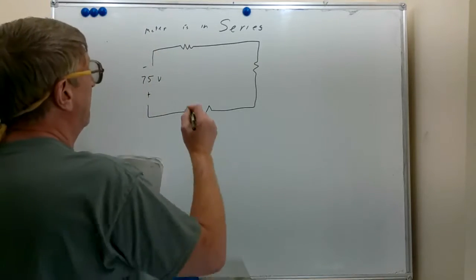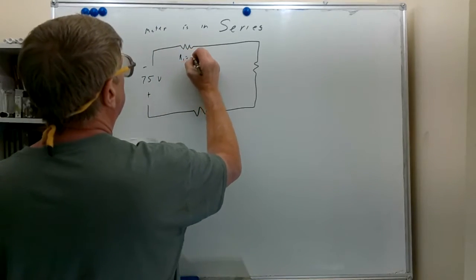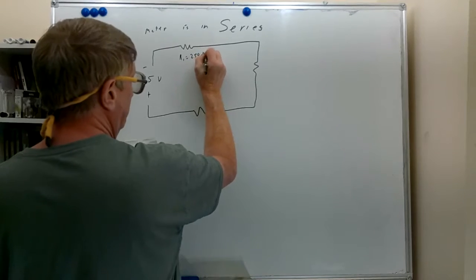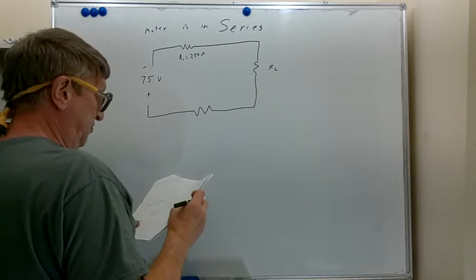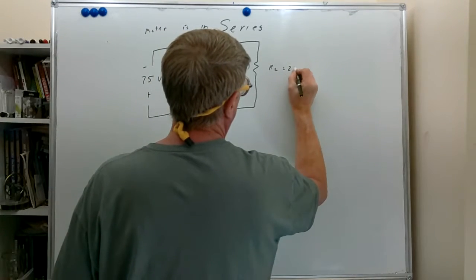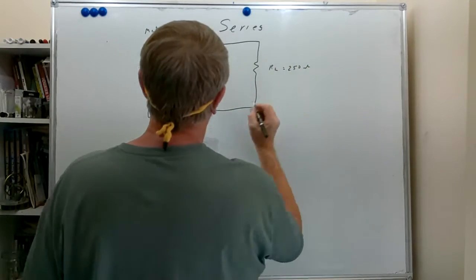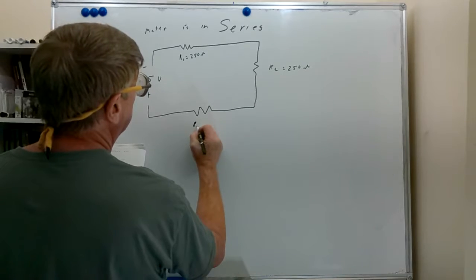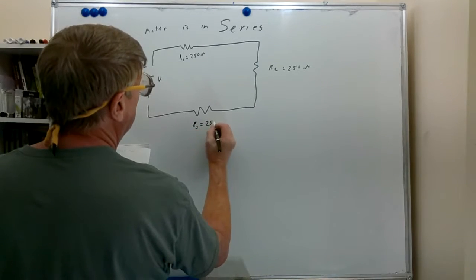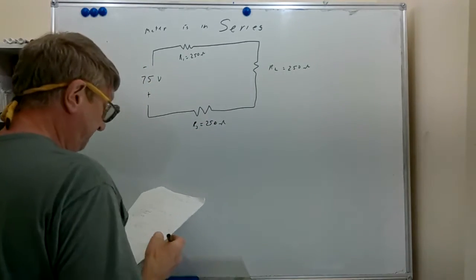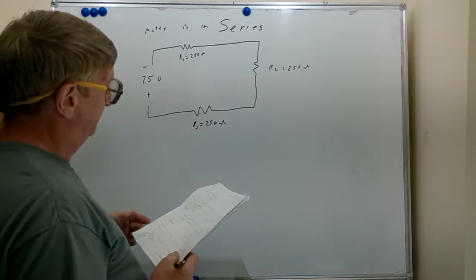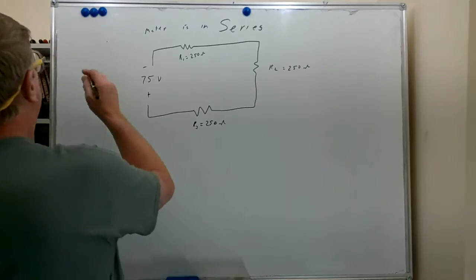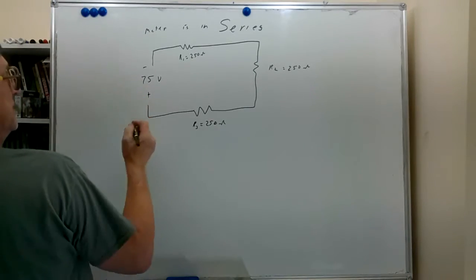Now, each R1, in this case, is 250 ohms. R2, 250 ohms. And R3 is also a 250 ohm resistor. Now, we can use Ohm's law. We can calculate the current here.